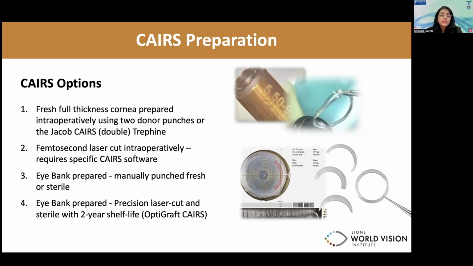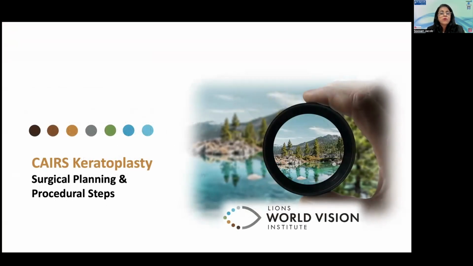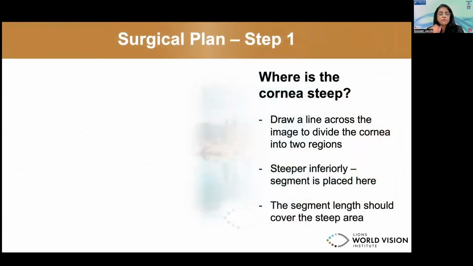Now, instead of preparing the tissue yourself, you can also get it prepared from the eye bank, either manually punched fresh or sterile, which has a shelf life. And as I said, Optigraft CAIRS from Lions World Vision Institute are cut with the femtosecond laser, so they are precisely cut and they're sterile with 2 years shelf life. Now, let's just take a quick look at surgical planning and procedural steps.